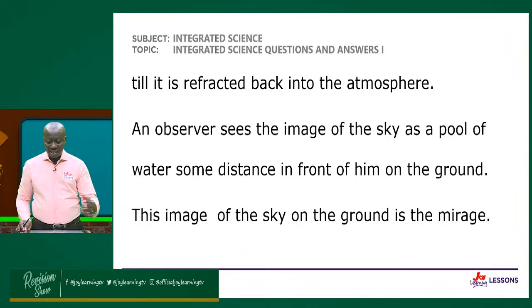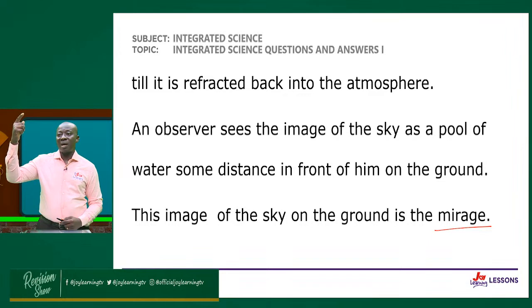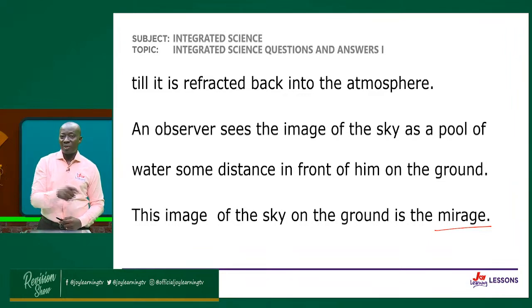An observer sees the image of the sky as a pool of water some distance in front of him on the ground. And this image of the sky on the ground is what you call the mirage. So light comes from the sun, and it bends towards the normal. It bends towards the normal, so you have that continuous bending. And then when the light is going back, you have that also.